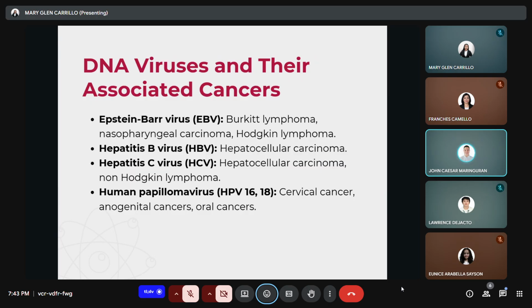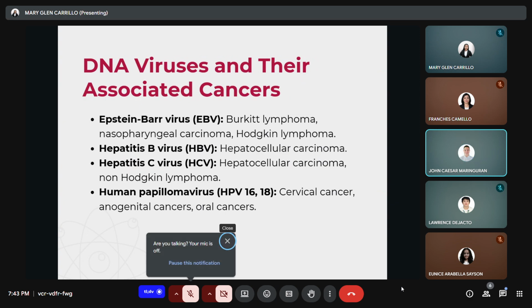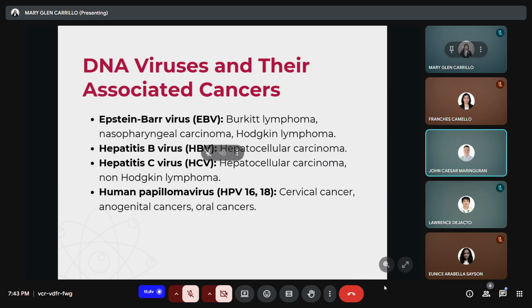Third, we have the hepatitis C virus or HCV. Like HBV, HCV also causes liver cancer, but through a slightly different mechanism. HCV does not integrate into the host DNA. Instead, it causes chronic liver inflammation. Over time, the constant inflammation and scarring create an environment where cancer is more likely to develop. It is also associated with non-Hodgkin lymphoma, likely because of its long-term effects on the immune system and B cells.